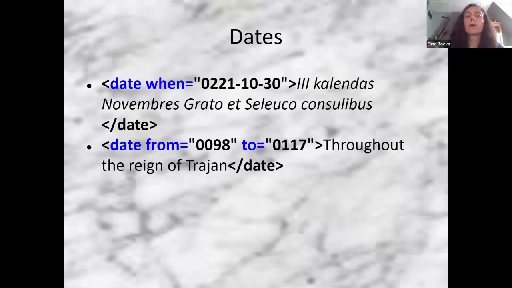Dates. When you have a precise date, you don't use at least, at most. You just use the exact attribute when: on this day this happened. Of course, that is super rare, I believe, and in most cases you have a span from this year to this year.